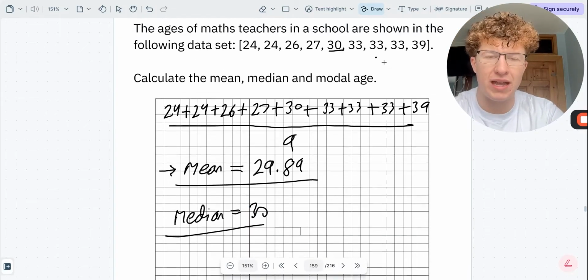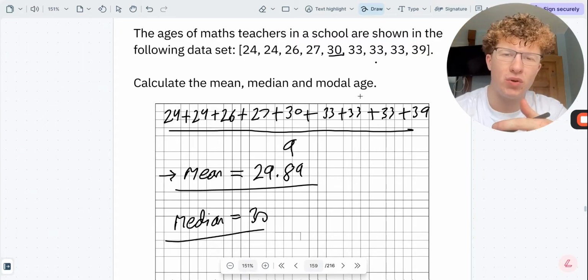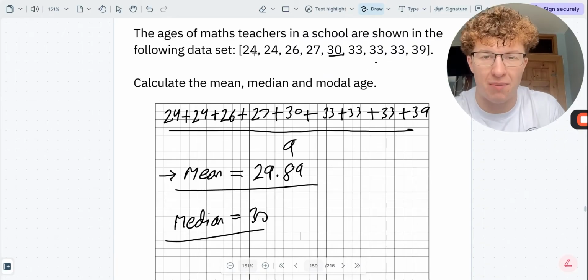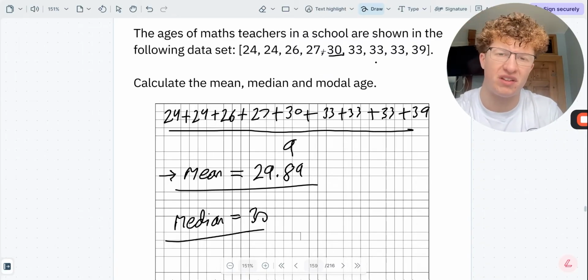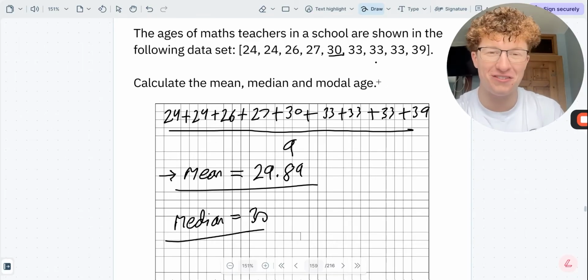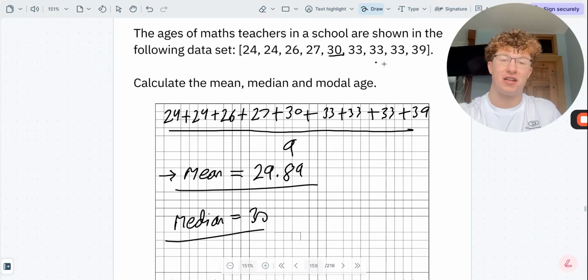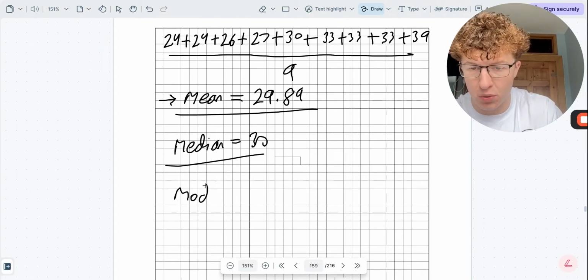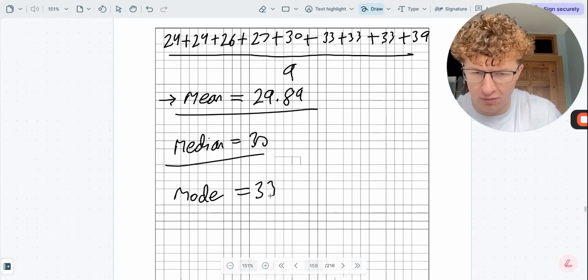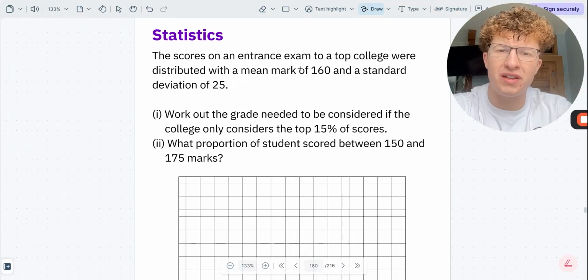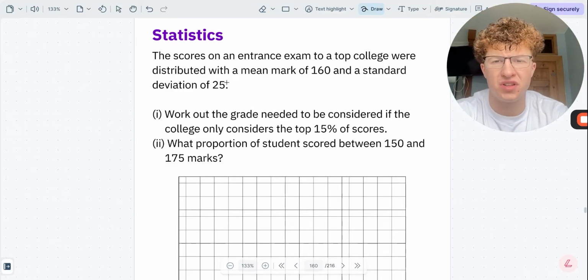And then the modal age. Mode, most common. They both have a mo kind of starting at the start of the word. Modal age, most common. So we have 24 twice, 26 once, 27 once, 30 once, 33 three times, and 39. So 33 is going to be the modal age here. So our mode is going to be 33. Boom, done.